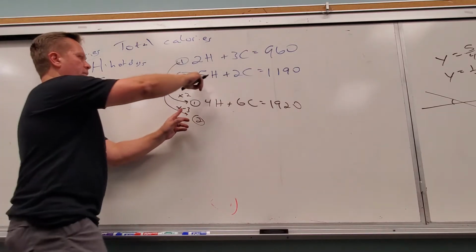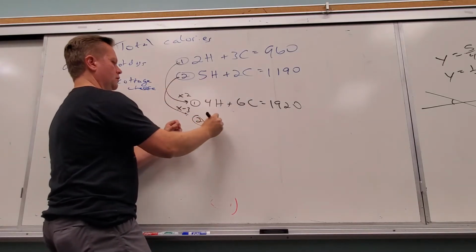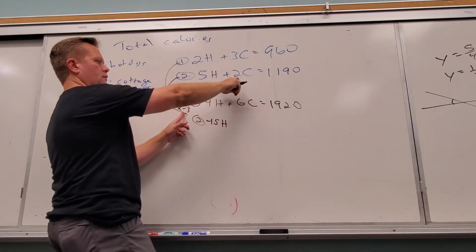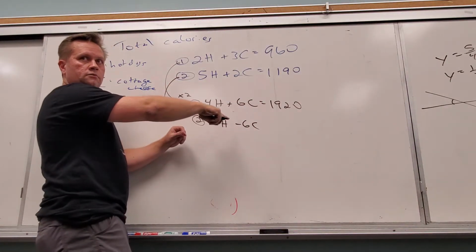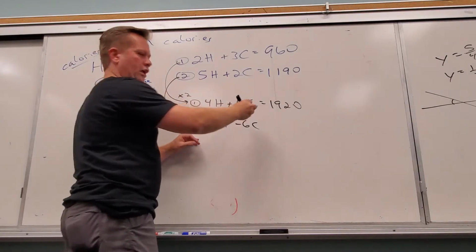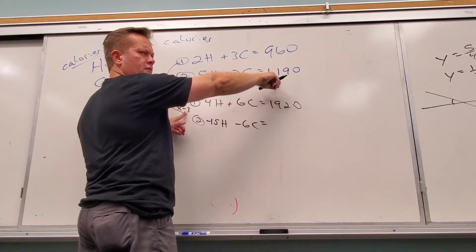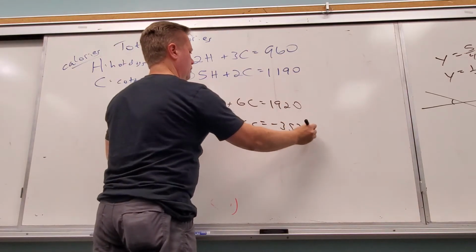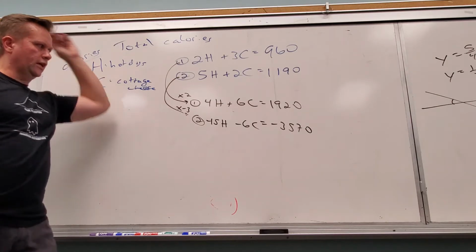So what do I get if I multiply by -3 this guy? -15H. -6C, now these want to die. I know that sounds terrible. They want to die. I don't know, this is too much. 35.7? Alright. It's my job. And now you add these together.